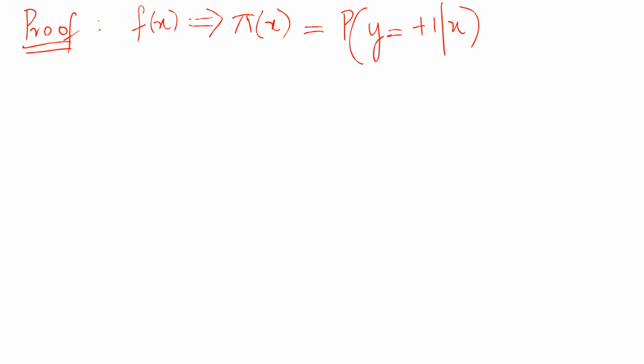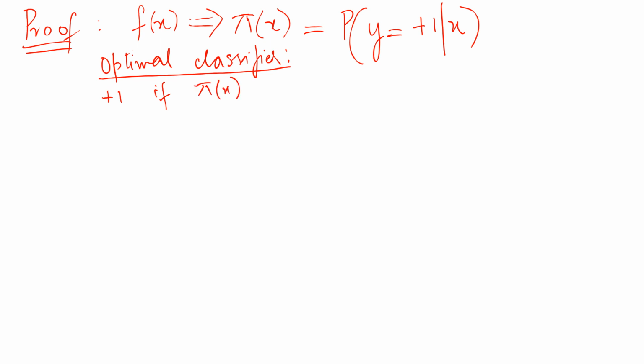Now, what is my optimal classifier? If there was an optimal classifier, what would it do? My optimal classifier is going to classify +1 if pi of x is greater than or equal to half, and it is going to classify -1 if pi of x is less than half. Usually the convention is to include the equal to with the +1.